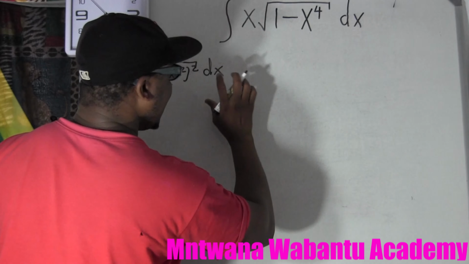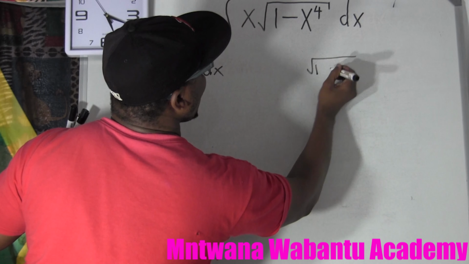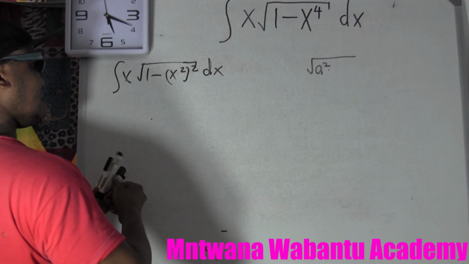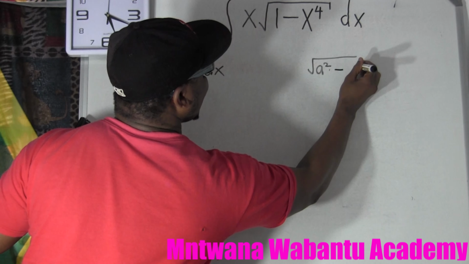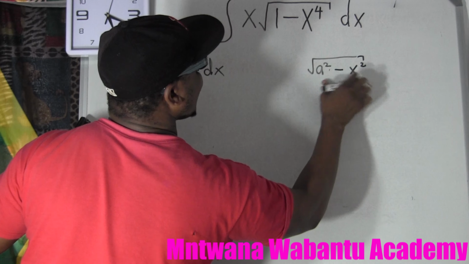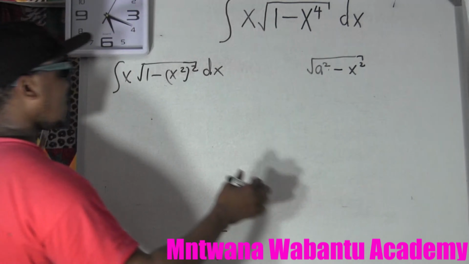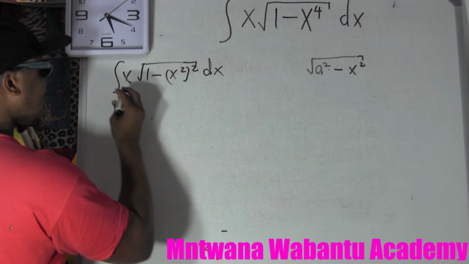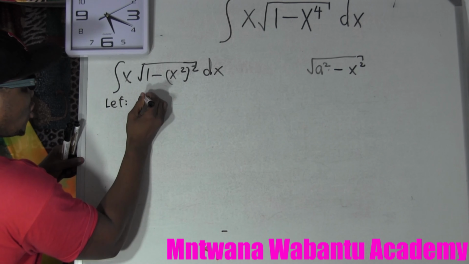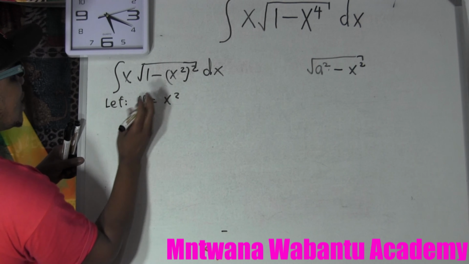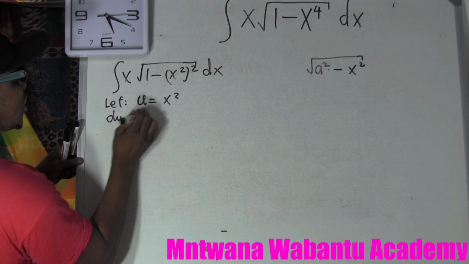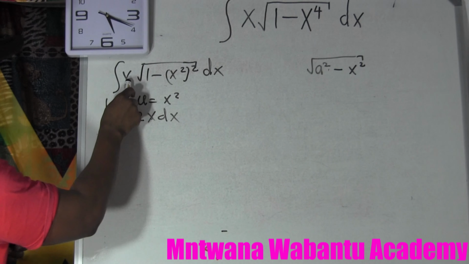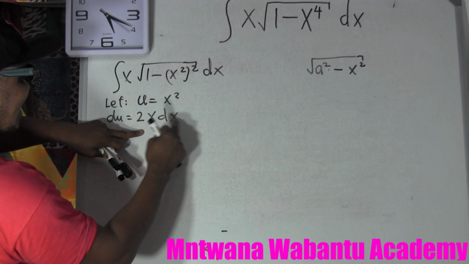Whenever you have a square root of a squared, where a can be any number, minus x squared, or a function squared, then we know this is the substitution of sine. Before I do that, I have to make it one letter. So I'm going to let u equal x squared. When you differentiate, this gives me du, which is 2x dx. You see that? So we have an x and dx.